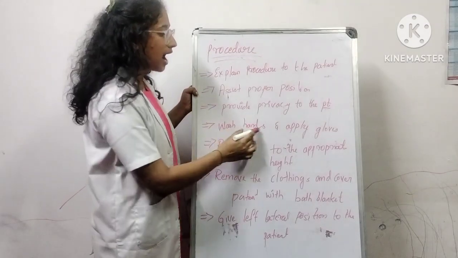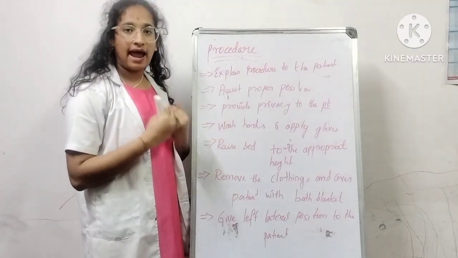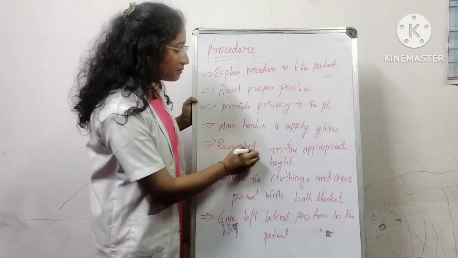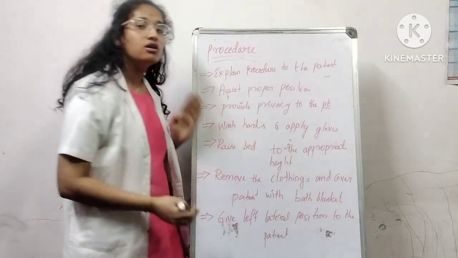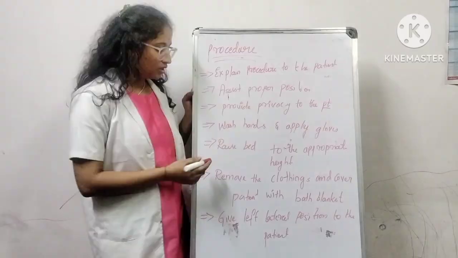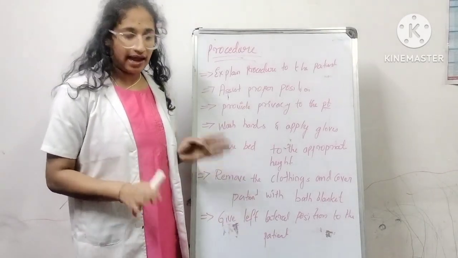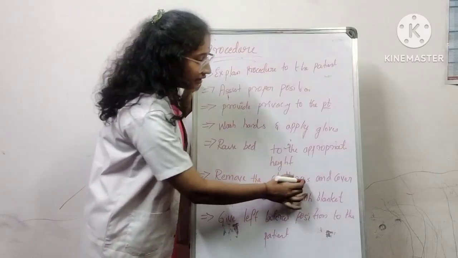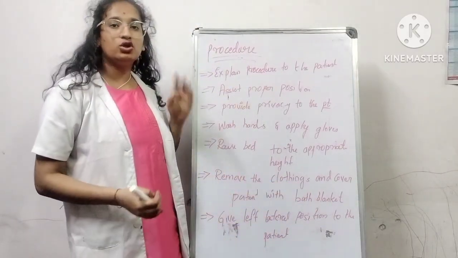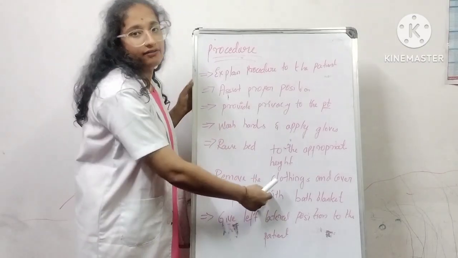Then wash hands and apply the gloves. So first we have to wash our hands and put on the gloves. Then raise the bed to the appropriate height, for our comfortable position. So we have to raise the bed to our appropriate height. Then remove the clothing and cover the patient with the bath blanket. So we have to remove the patient's clothes and then cover the patient with the blanket.